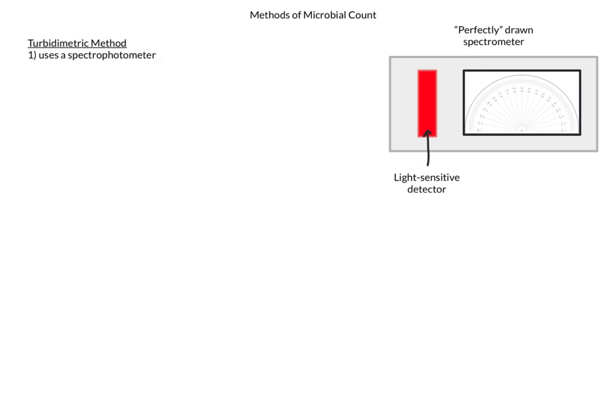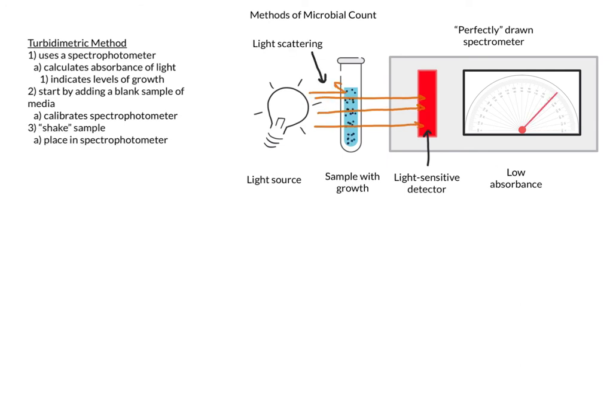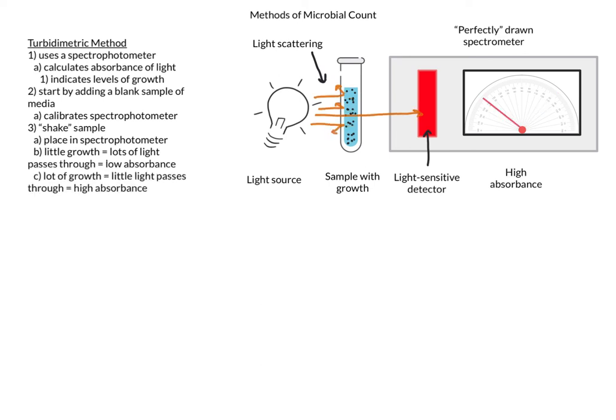The last method is the turbidiometric method. Here, a spectrophotometer is used to calculate the absorbance of light, which can indicate different levels of growth. You would start by adding a blank sample of media to calibrate the spectrophotometer. A sample is then shaken and placed in the spectrophotometer, and if it does not have a lot of growth, a lot of light will pass through and absorbance will be low. On the other hand, if there is a lot of growth, then little light passes through the sample and absorbance will be high. This concludes our video covering methods of microbial count.